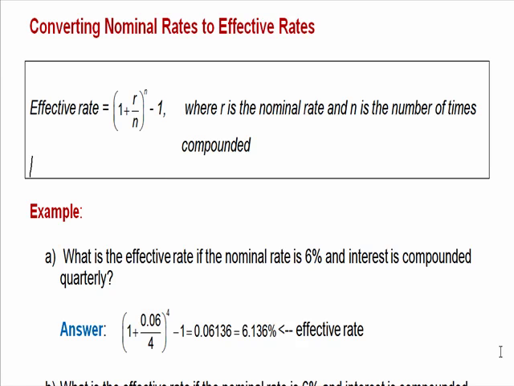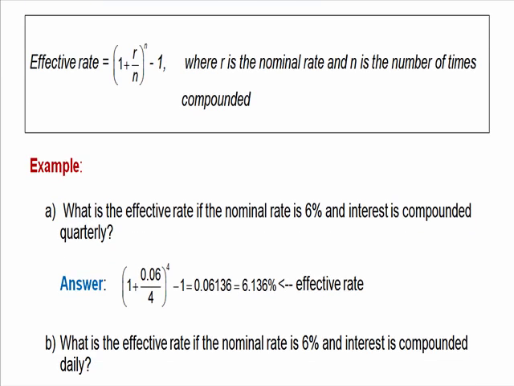So the effective rate is going to be the quantity 1 plus r divided by n, all to the n, minus 1. So it's kind of the exponent piece of our compounding formula. So 1 plus the rate divided by n, all raised to the n. That's going to give us a number greater than 1. To figure out what the decimal portion is, or to figure out what the percentage portion is, we'll subtract 1. So again, r is the nominal rate, and n will be the number of times we compound.